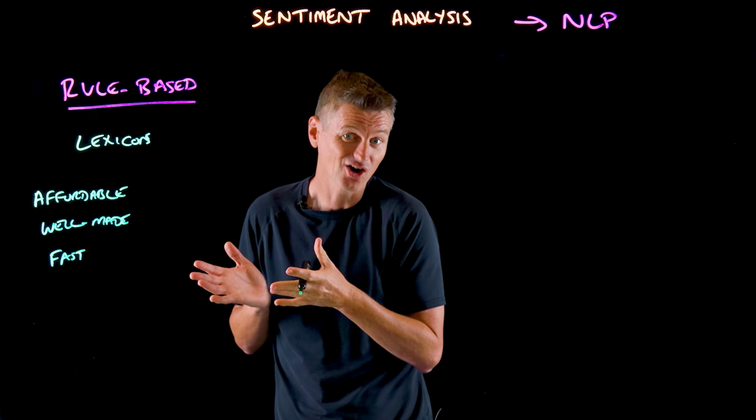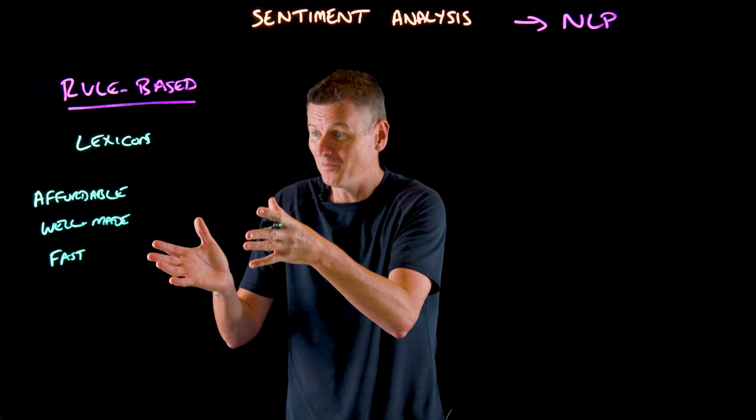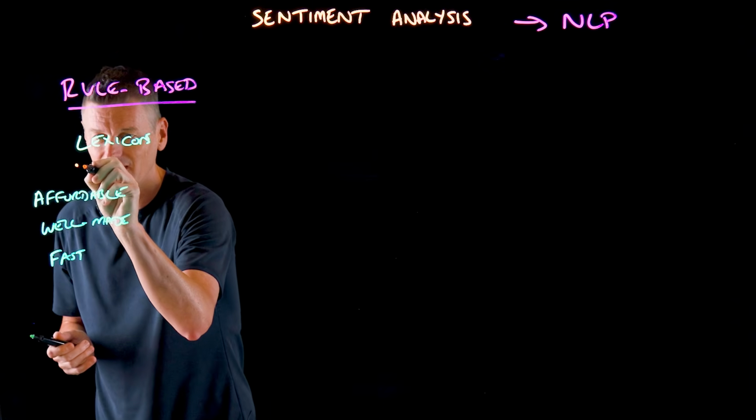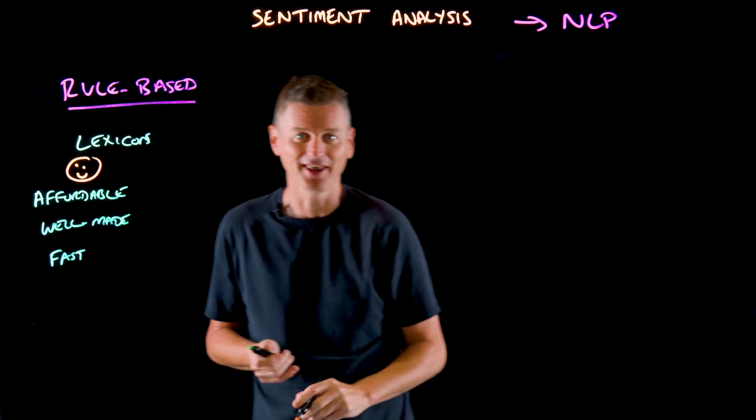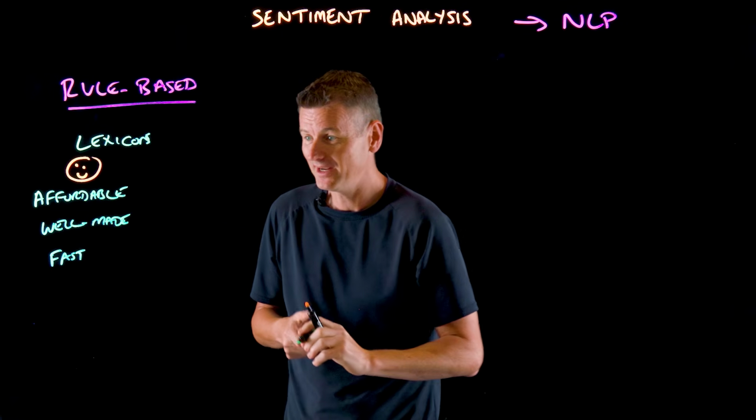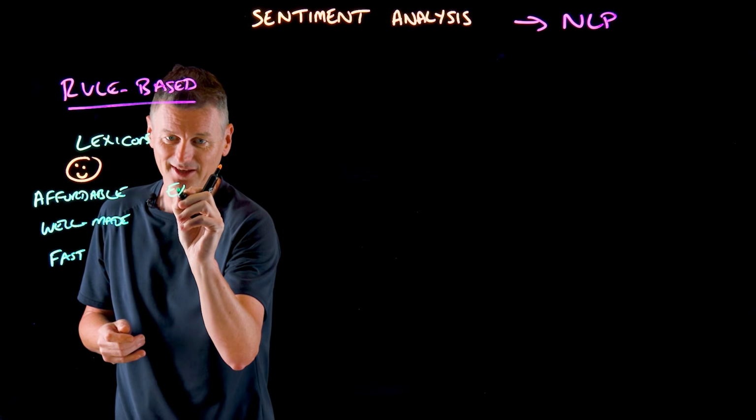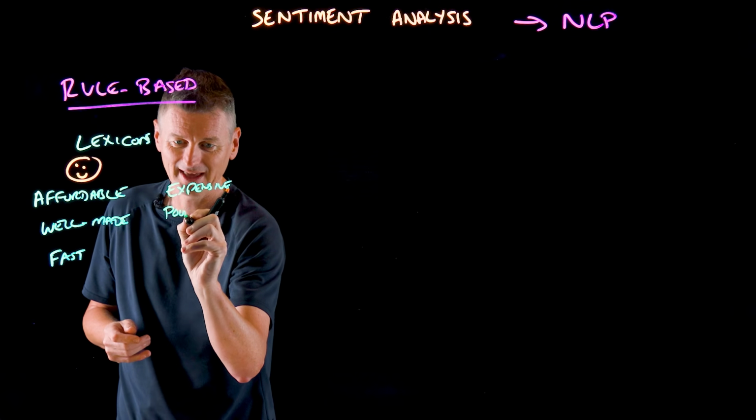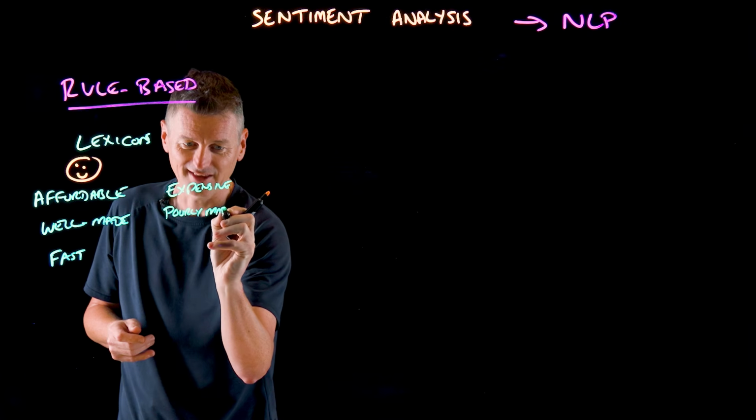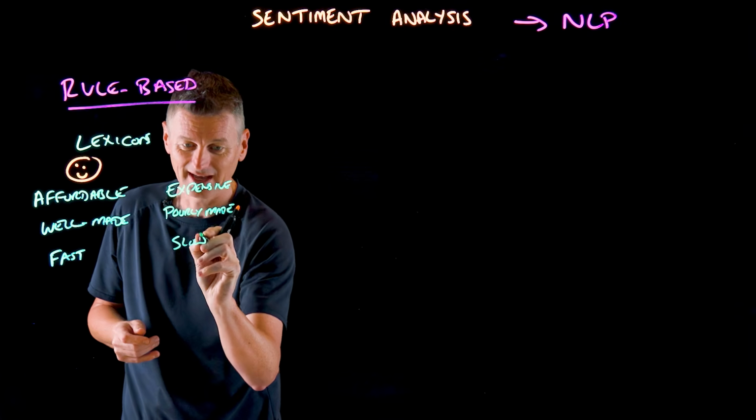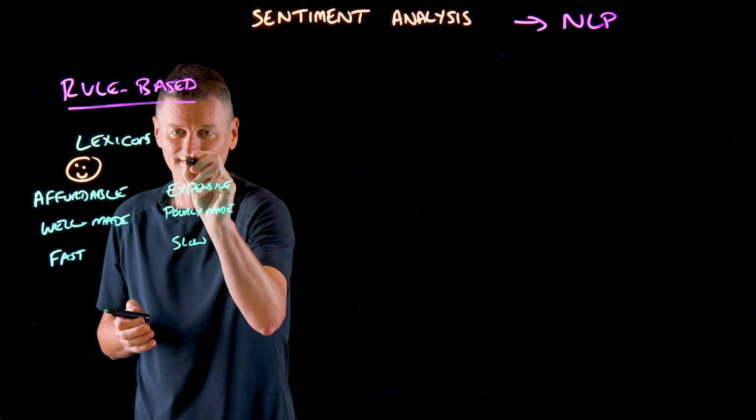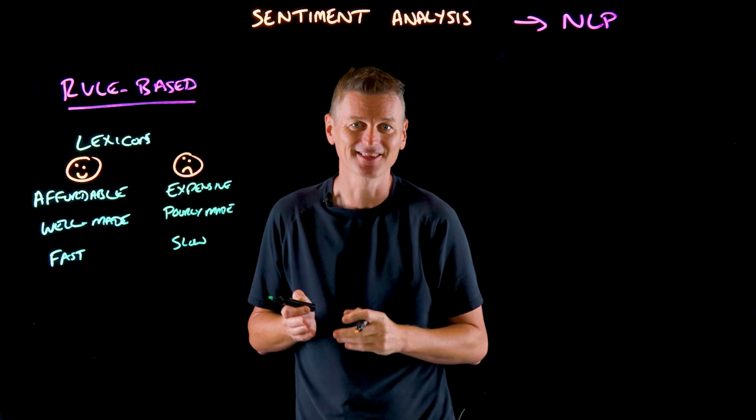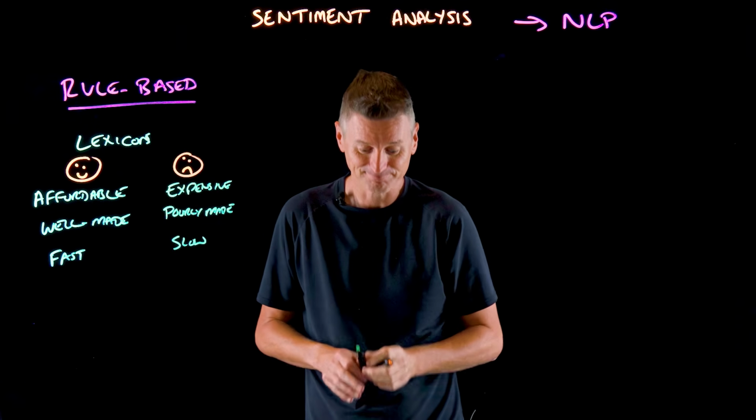What do they all have in common? Well, they would all be in the positive lexicon. So we can give this a big, happy, smiley face. But then we could say things like expensive, or we could say poorly made, or we could say slow. And yes, clearly, these would all be considered the sad face. These would be considered negative lexicons.